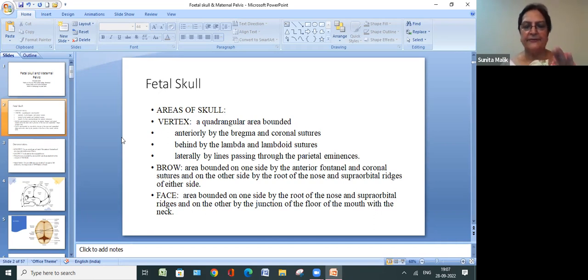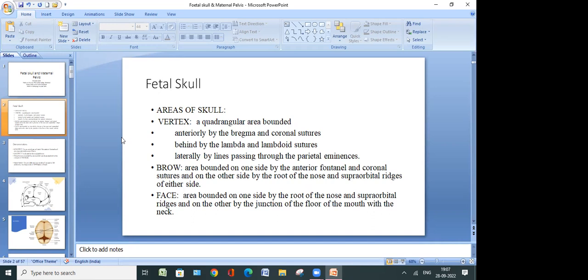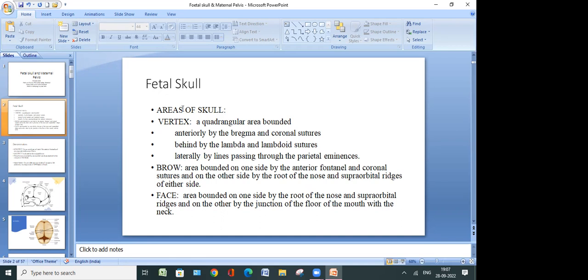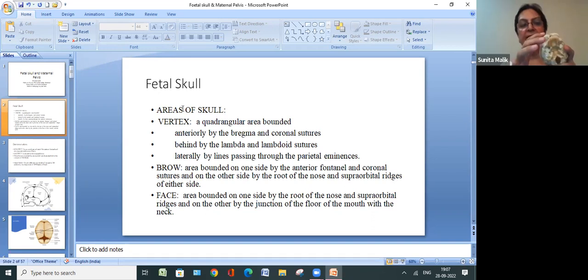And now the next is the face. In the face, we have again root of the nose and the, sorry, supraorbital ridges. I'm sorry, it's not visible right. Can you move your screen a little bit down? Okay. Yes, ma'am, it is good now. So the face is starting from the root of the nose, the supraorbital ridges, and up to the junction of the mouth and the neck. That's what it is. So this is face. I'll just show you in the pictures also.